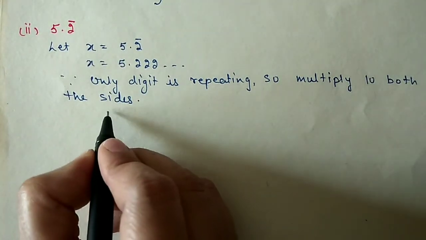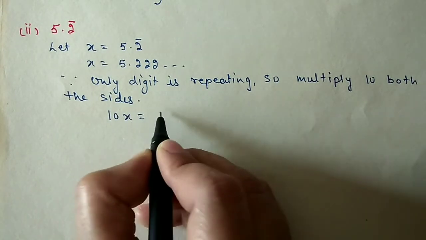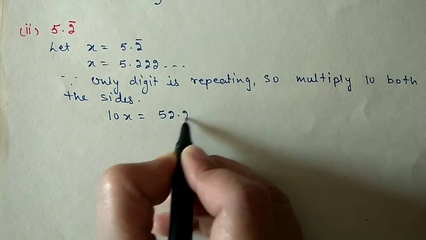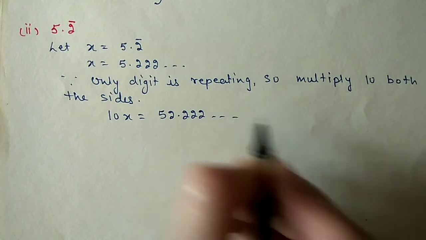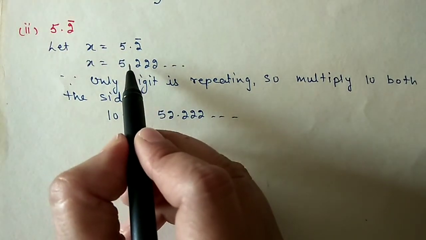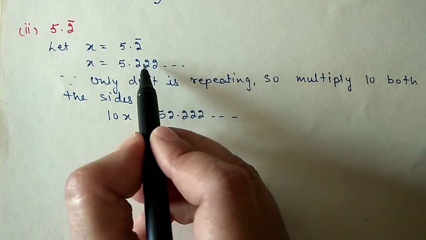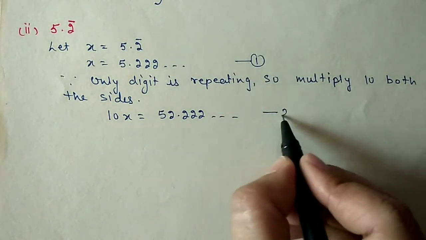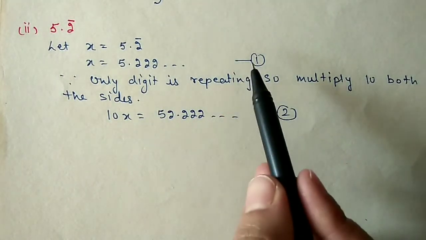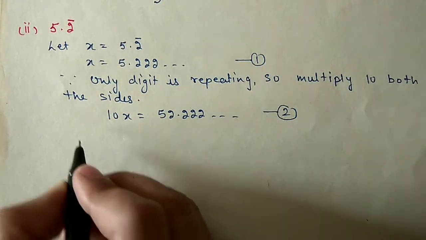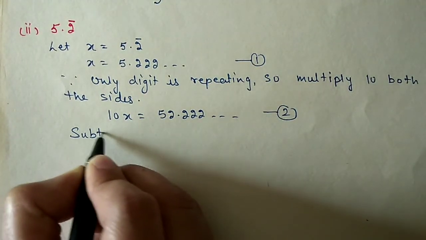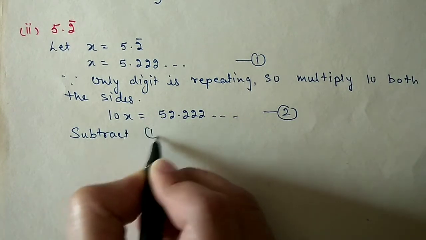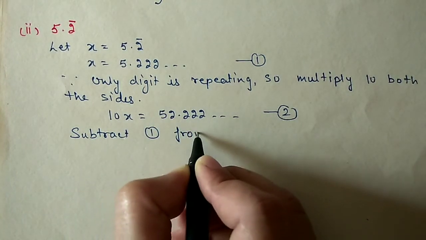After multiplication we will get 10x is equal to 52.22 up to infinity. After multiplication with 10, the decimal will shift one place to the right side. So this is the first value and this is the second value. We will subtract the first value from the second value. Subtract 1 from 2.